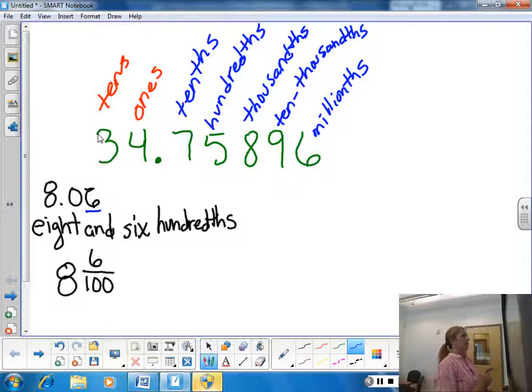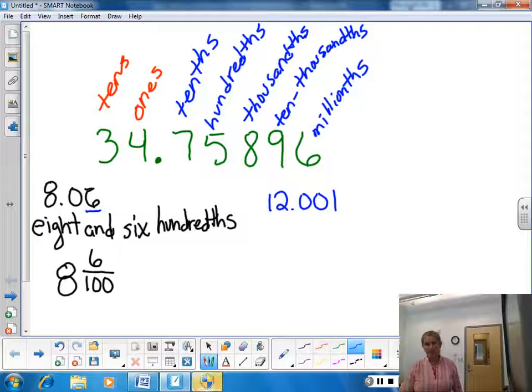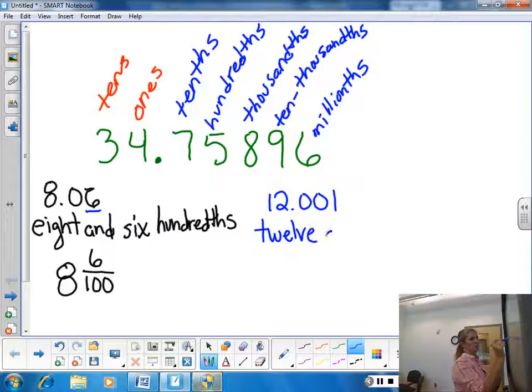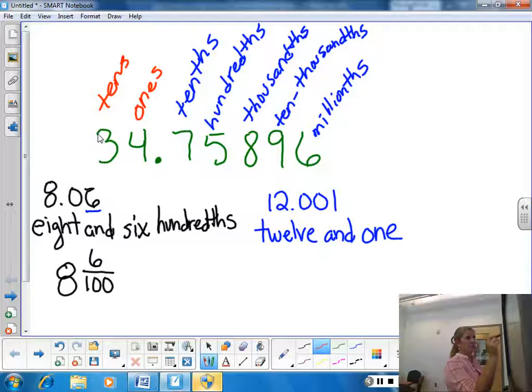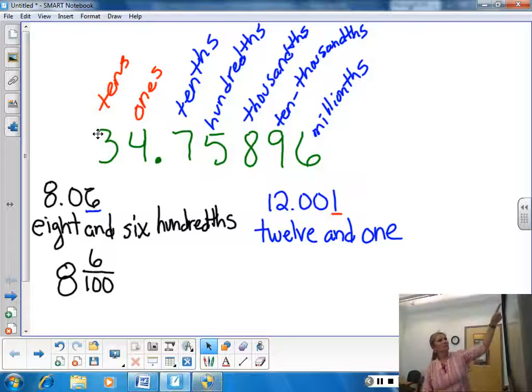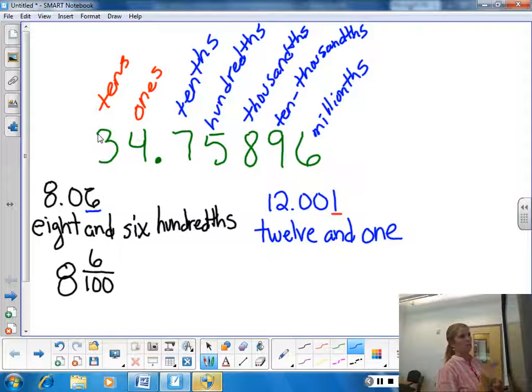What if I had 12.001 and asked you to write that in written notation? The standard notation is the 12.001. How do you read it? Well, it's 12 and 1. And then you ask yourself, where did I end? You ended in that third place out. And the third place back from the decimal is thousandths. So that would be 12 and 1 thousandths.